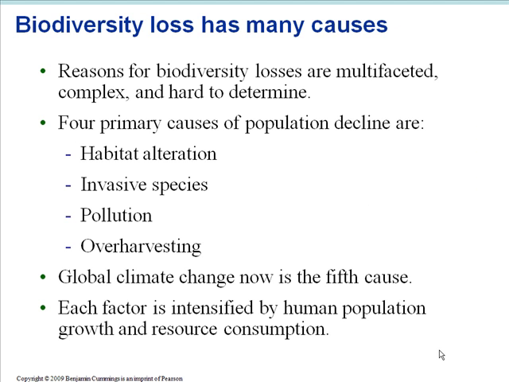Biodiversity loss has many different causes, and it's a very complex, multifaceted problem. But there are, I guess, 5 major causes for the population decline that we're seeing: habitat alteration, invasive species, pollution, overharvesting, and global climate change.